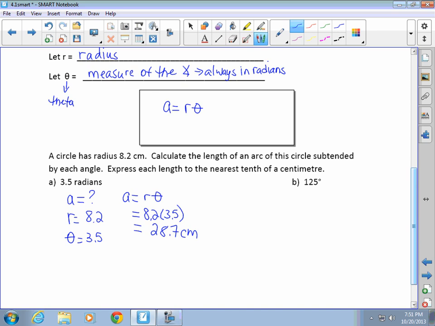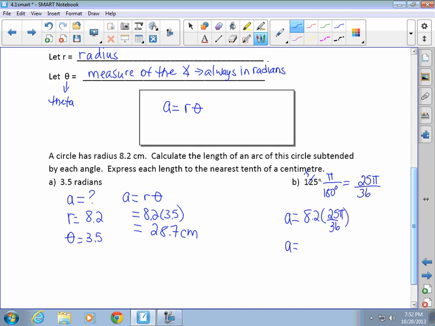For example B, it is not given in radians, it's given in degrees, so that means I have to do that conversion. Since it's in degrees, I need my degree on the bottom. So 125 times pi over 180 will reduce to, each will divide by 5 evenly. So that leaves me with 25 pi on the top and 36 on the bottom. So for this one, my A, I don't know. That's what I'm finding out. My radius was 8.2, and my theta, when I changed it into radians, was 25 pi over 36.